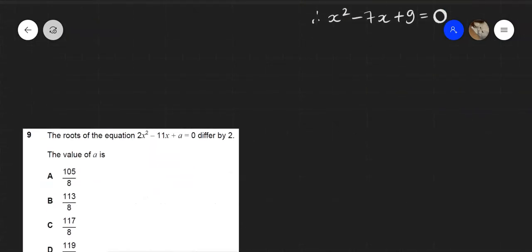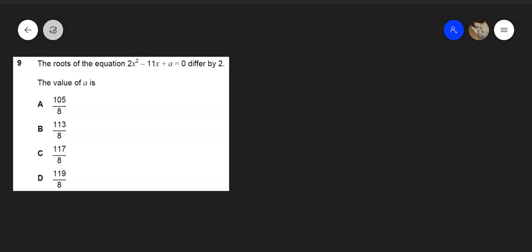We carry on to question number 9. A similar problem which deals with a quadratic equation, but now we have a slightly trickier condition. The roots of the equation 2x squared minus 11x plus a equals 0 differ by 2. We need to find the value of a.